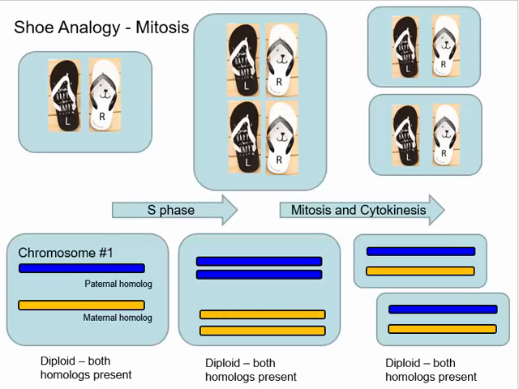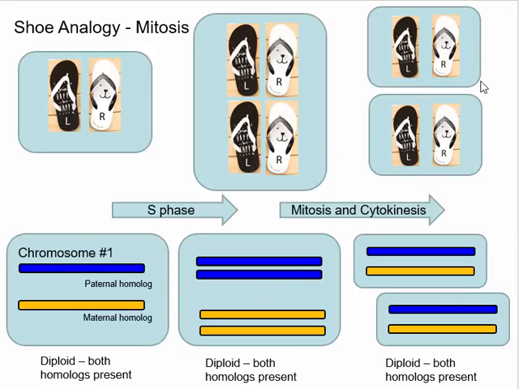An example I like to give is this shoe analogy, if you're having trouble understanding this. We'll follow this pair of shoes, right? So you have flip-flops. You need to have a left and a right one. Now, think of it like the chromosomes. You've got a maternal and paternal homolog. So here's a diploid. Both homologs are present. So during S phase, these things are copied. Now we've got 2 copies of each. So think sister chromatids. Still diploid, right? Because both homologs are present.